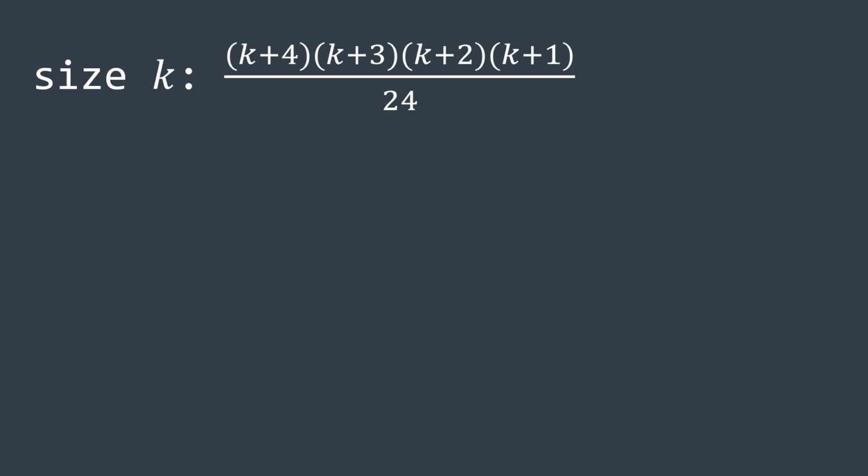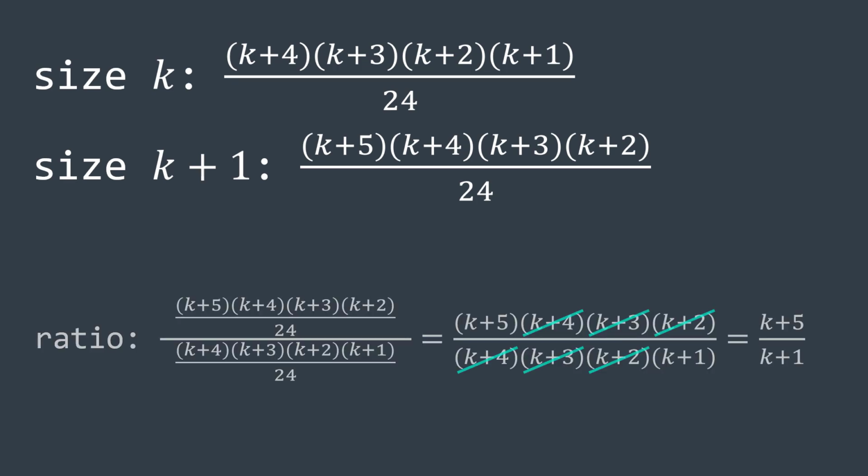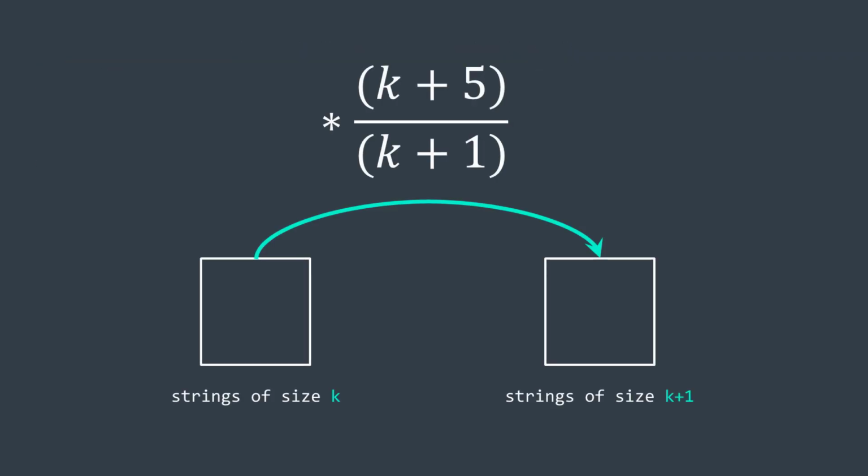By putting k+1, we get this formula. Now we divide by the number of strings of size k to get the ratio, and we get (k+5) divided by (k+1). It means that if we know the number of strings of size k, we have to multiply by (k+5) divided by (k+1) to get the number of those of size k+1.